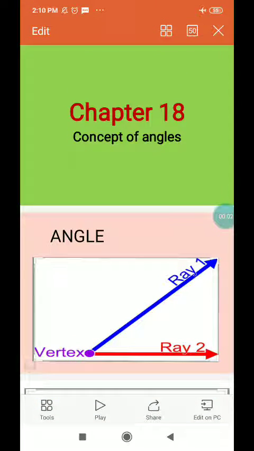Hello students, today we will discuss the new chapter, number 18, the concept of angles.